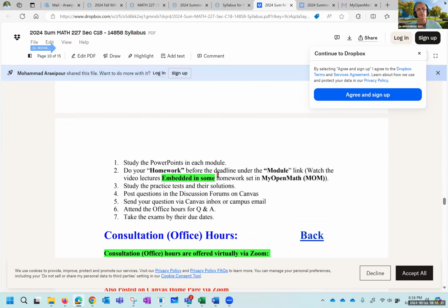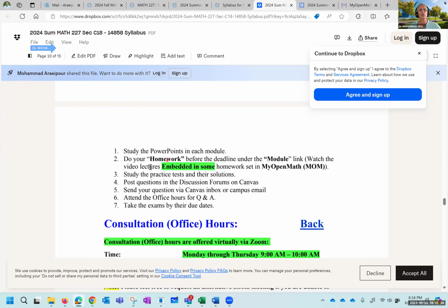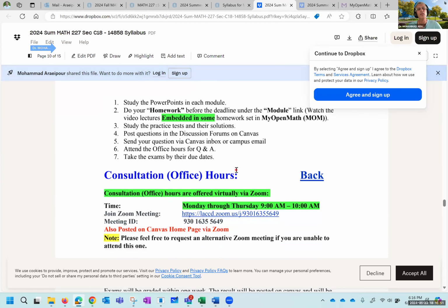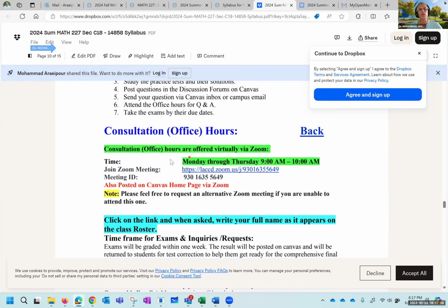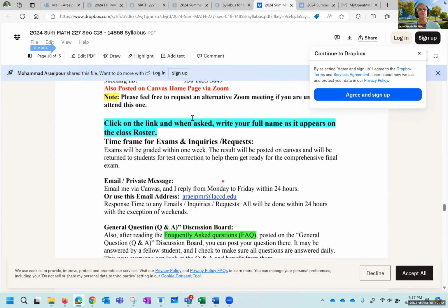Summary steps to success. Study the PowerPoints. Do the homework before the deadline. Under the module link, watch the video lectures embedded in some homework. When you do the homework, some of them, we do have videos there as well, besides my videos. Study practice test and their solution, post question in the discussion forum, send your question via Canvas, attend office hours for Q&A, take the exam. The office hours are posted here, and here's the Zoom link. You can find it also on the home page of Canvas.